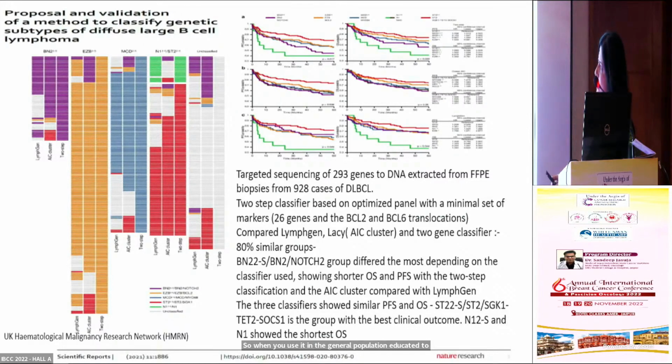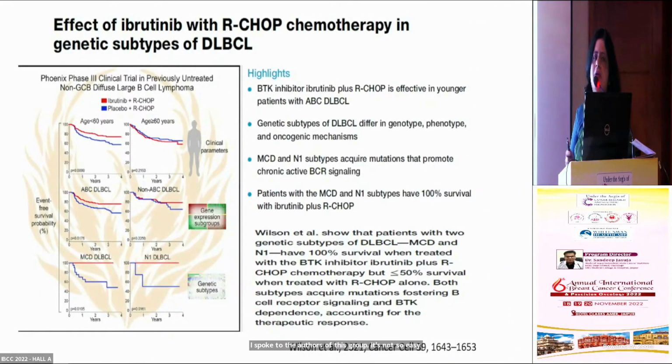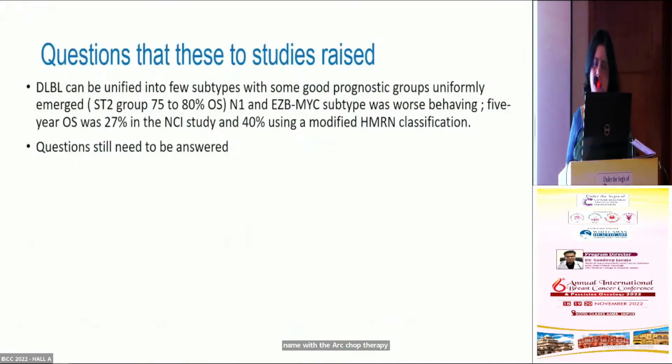This is another classifier. Now this classifier made it even more simple. It said, let's forget even the whole exome sequencing. Let's take targeted sequencing. So 23 targeted sequences were fed to an algorithm, and they found that in 80% they could classify using these algorithms. So this is something that is practically applicable. I spoke to the authors of this group. It's not so easy as it seems, because I was especially thrilled. But these groups make sense because now we know that in the Phoenix trial, the MCD group, if it received ibrutinib with the R-CHOP therapy, there was 100% survival, something that has till now not been achieved.